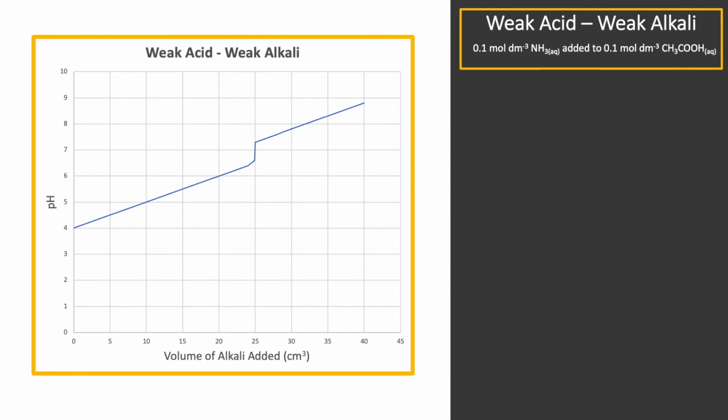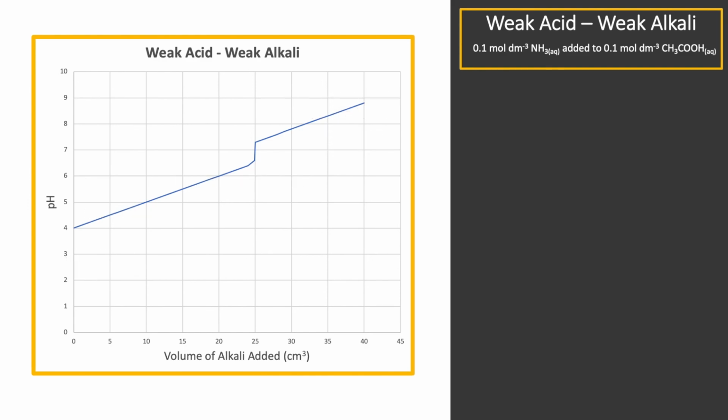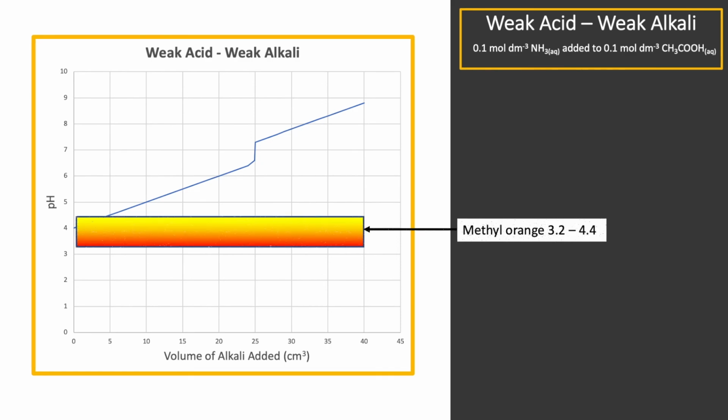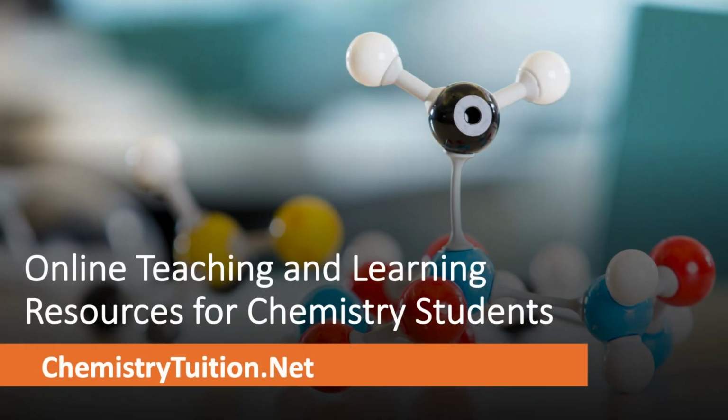And finally, weak acid, weak alkali, neither are any good at all. We have a steady change in pH. And so if we try to use either of those indicators, neither would actually work. So we can't actually use this in a titration for weak acid, weak alkali. And that concludes the video for pH changes during titration and how we use indicators.